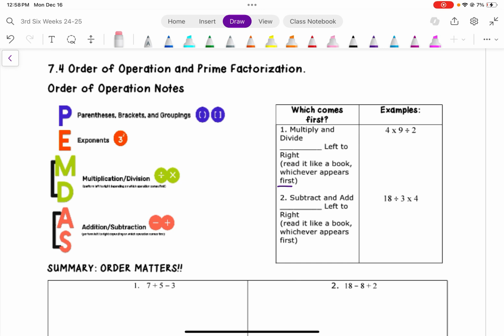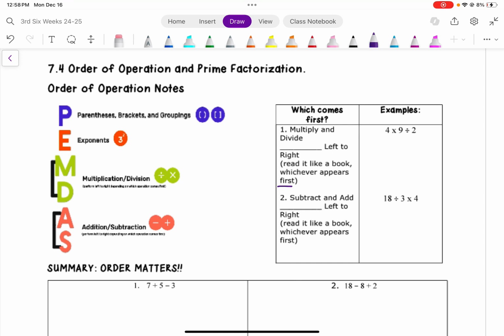Remember that with the order of operations, it does matter what order they fall in. So parentheses, brackets, and grouping go first. Exponents is next. Then multiplication or division, either one, and then addition, subtraction. The reason we're stressing multiplication, division, addition, subtraction is because those interchange. So whichever one goes first on that line, that's what you're solving first.